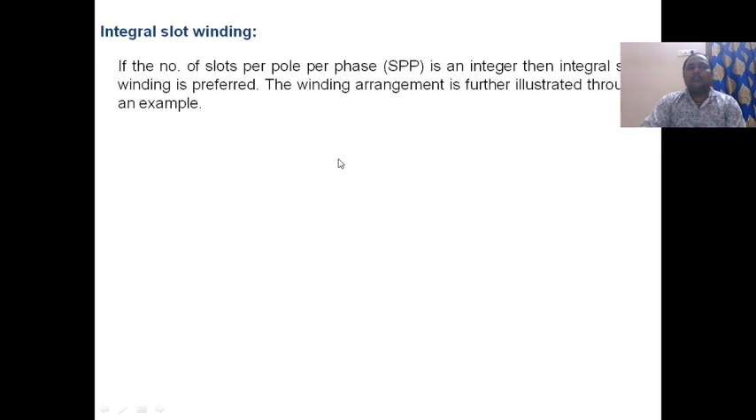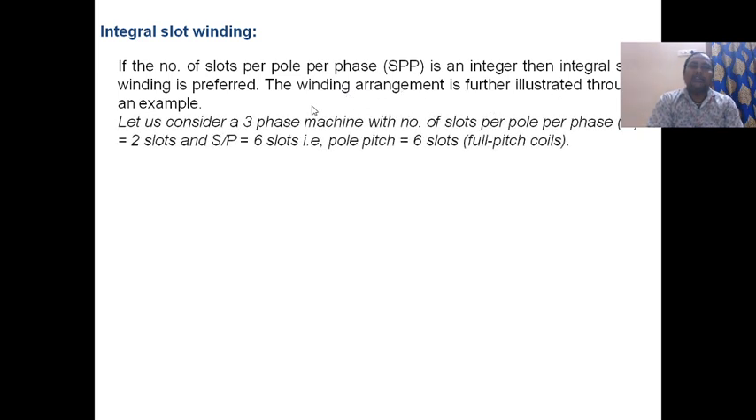Integral slot winding. Basically, there are two types of winding: fractional slot winding and integral slot winding. If the number of slots per pole per phase is an integer, how can the winding be made? We can see that when the number of slots per pole per phase, the m value, is an integer, then integral slot winding is preferred. The winding arrangement is further illustrated through an example.